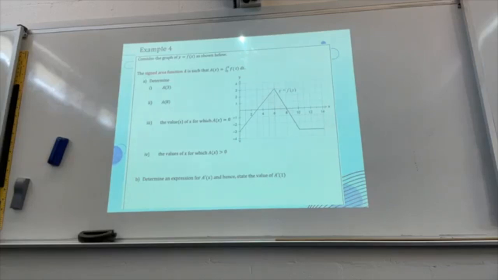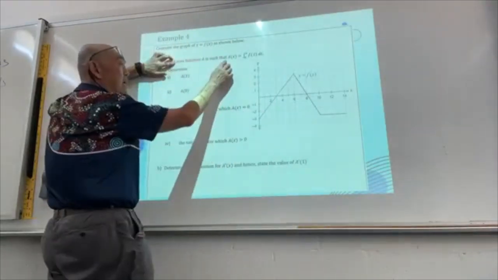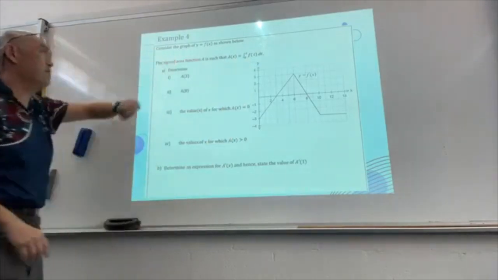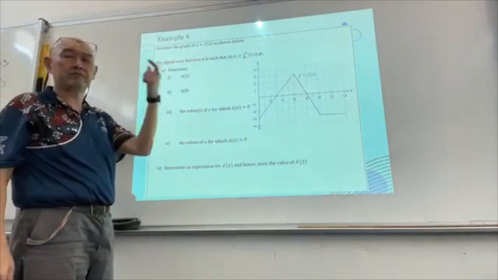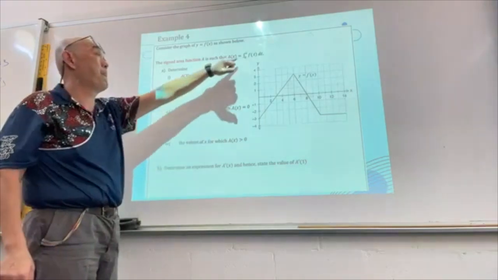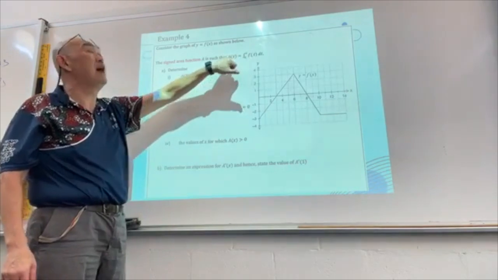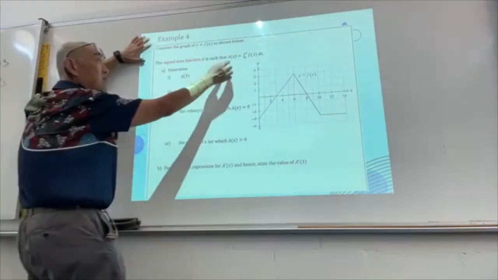Let's have a look at here. Example 4, pay attention. Now, the sine area function A is such that A(x) is integrating from 0 to x of f(t) dt. You know that if I integrate, it gives you the function of A(x), which is the area.